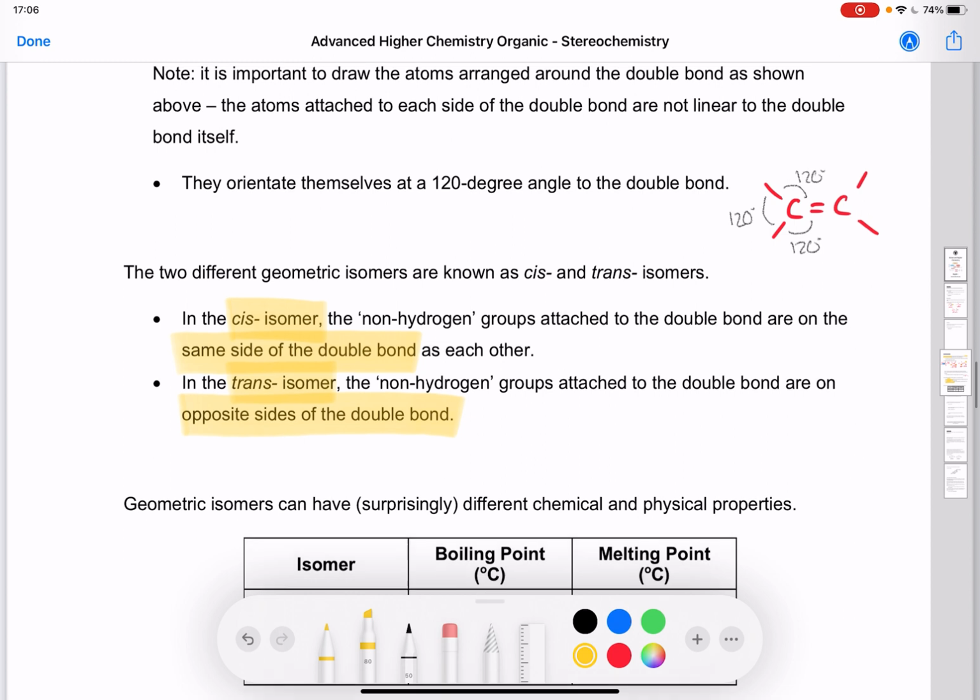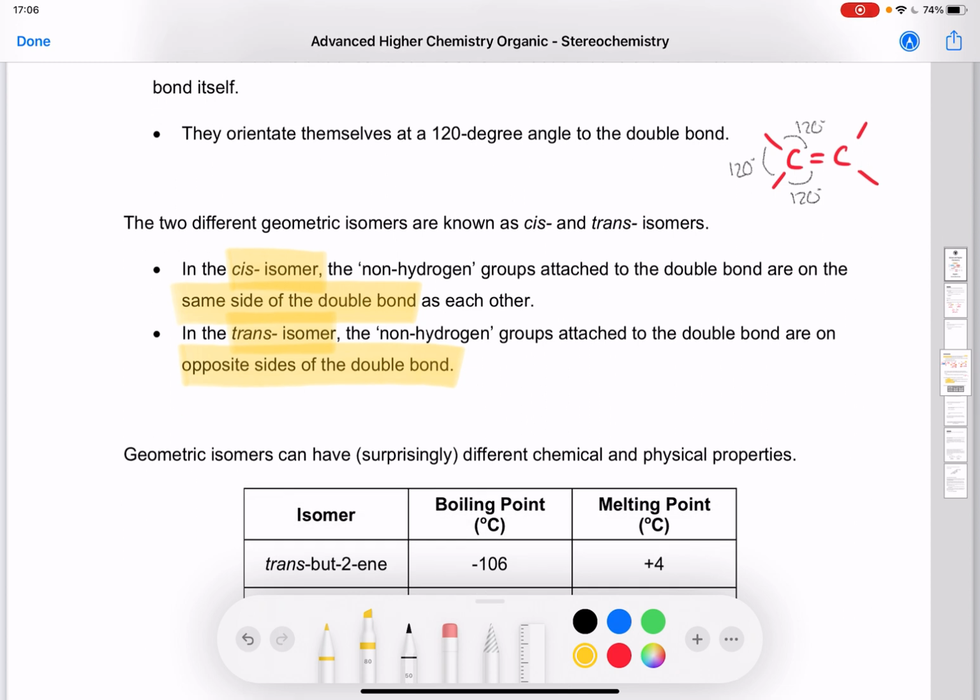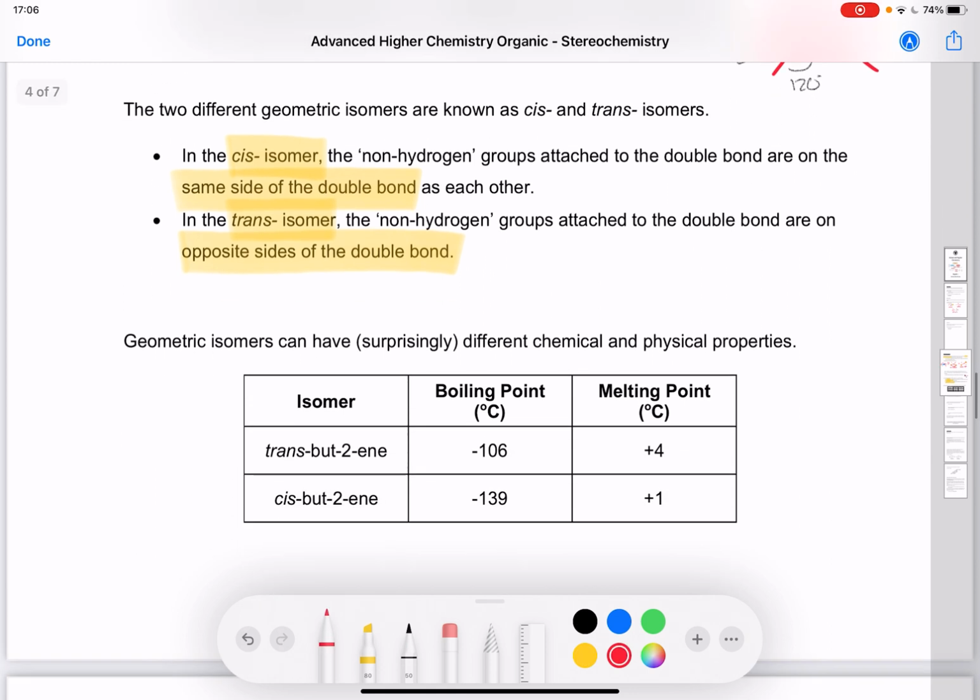Okay, now geometric isomers actually have surprisingly different chemical and physical properties. We would maybe expect that the chemical and physical properties would be identical, but they're actually not. So the trans butene has a boiling point of -106 in comparison to the boiling point of cis butene, which is -139. I mean, that's a fair difference in boiling points. And then for the melting points, the trans isomer has a melting point of +4 and the cis isomer has a melting point of +1.